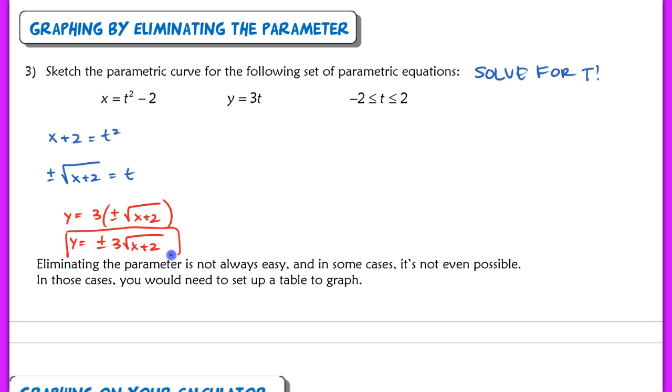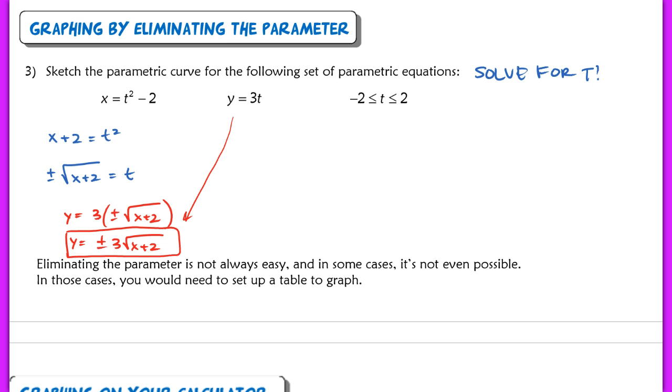So as you can see, you've just created what we call a rectangular equation. A rectangular equation is what you're used to and what you've graphed up to this point in your math career. So we've taken 2 separate parametric equations and eliminated the parameter so that we can create one rectangular equation.